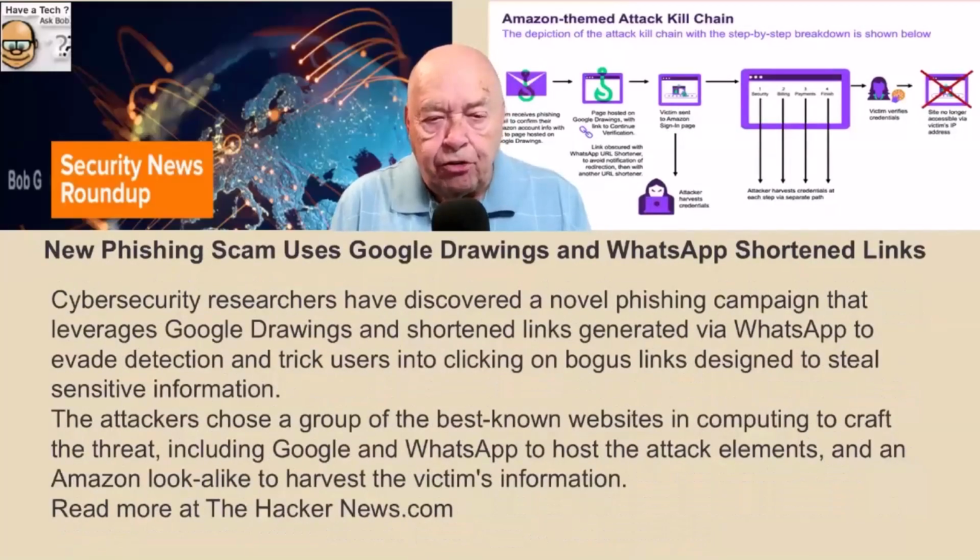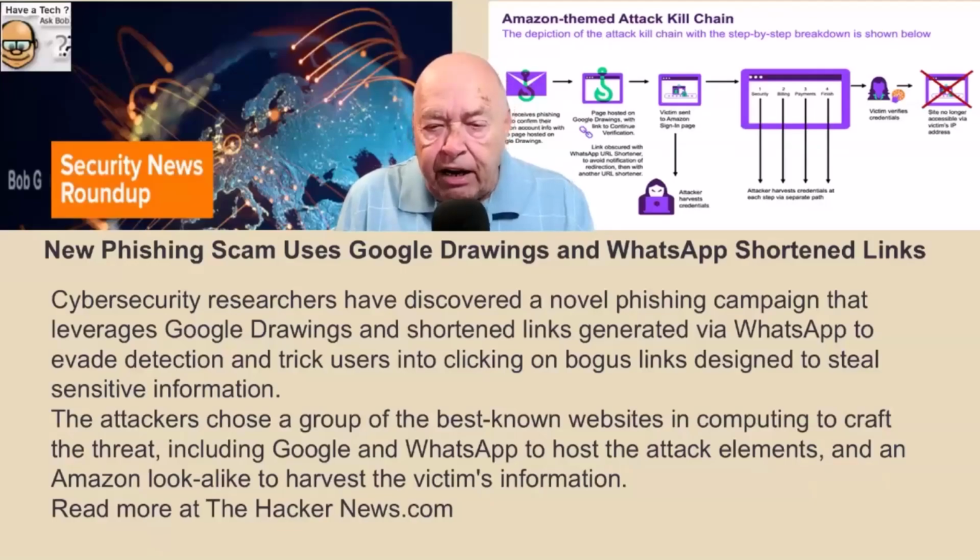New phishing scam uses Google Drawings and WhatsApp shortened links. Cybersecurity researchers have discovered a novel phishing campaign that leverages Google Drawings and shortened links generated via WhatsApp to evade detection and trick users into clicking on bogus links designed to steal sensitive information. The attackers chose a group of best-known websites in computing to craft the threat, including Google and WhatsApp to host the attack elements, and an Amazon lookalike to harvest the victim's information.